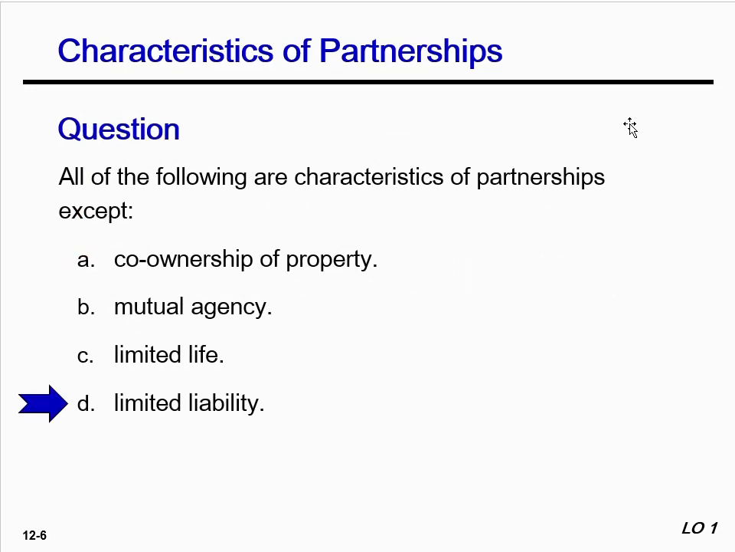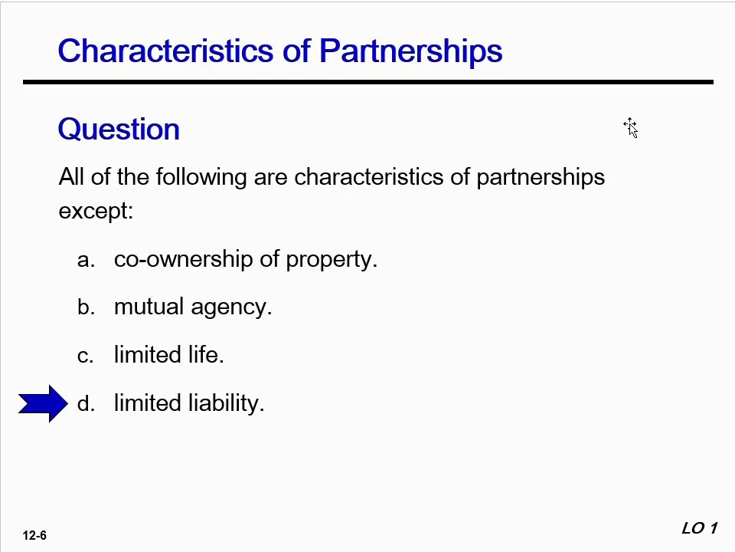So, from the journal partnership point of view, the question asks: following are the features or characteristics of the partnership except. They say co-ownership of the property. We talked about five characteristics. We said it's an association of individuals. We said it's mutual agency. We said it has limited life. It has unlimited liability. And the fifth one is co-ownership of property.